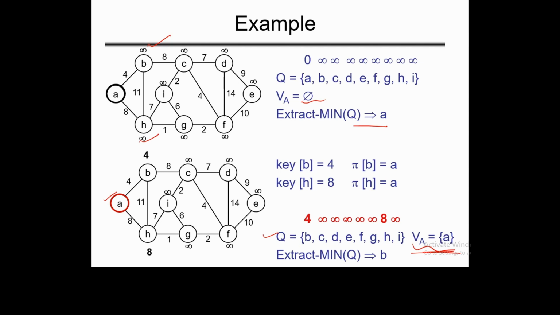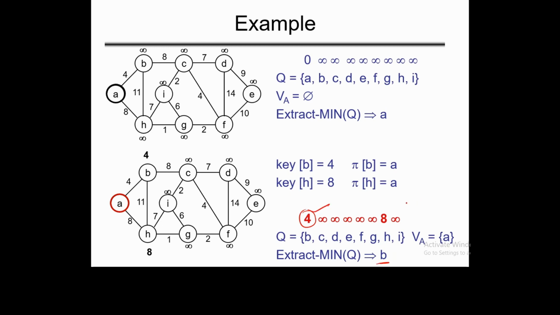So inside the queue, the key values of B and H have been modified, and A we have added here. Now what will we do? Again we will extract the next node, that is the one with the minimum key value. So as we can see here, the minimum key value node is 4. B will be extracted.